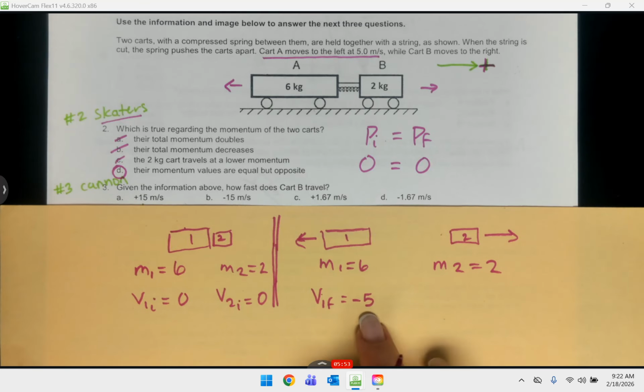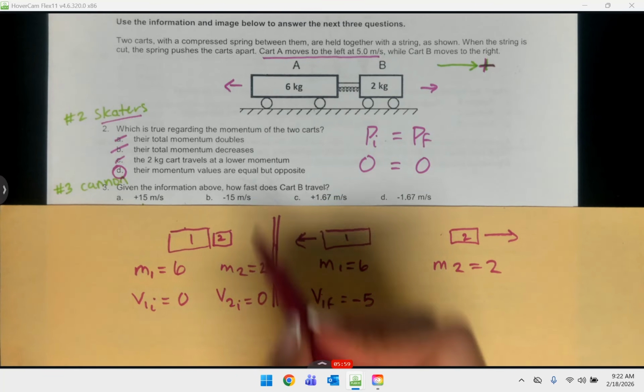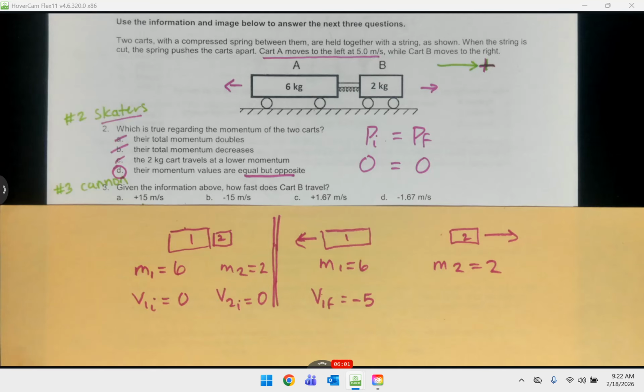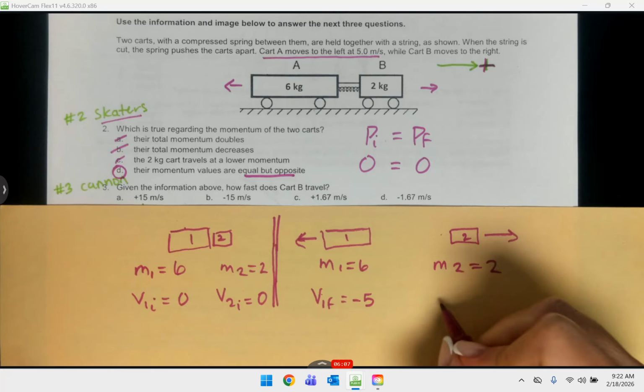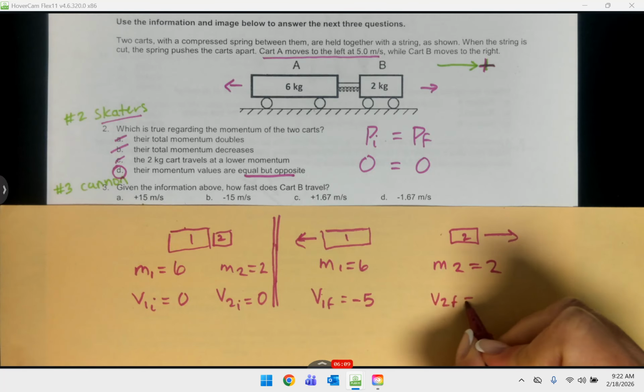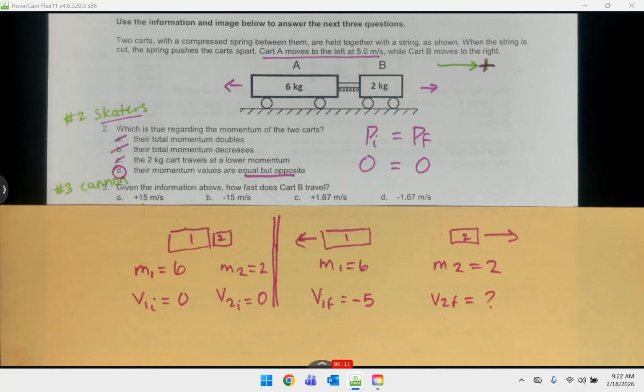And this sign tells us left, so you do need to include signs here. That's the only way you can get this equal and opposite thing, is that you label one of them with a negative sign. And we're going to stick with the convention that we used at the beginning of the year. V2 final is what we're looking for because it asks how fast cart B travels.